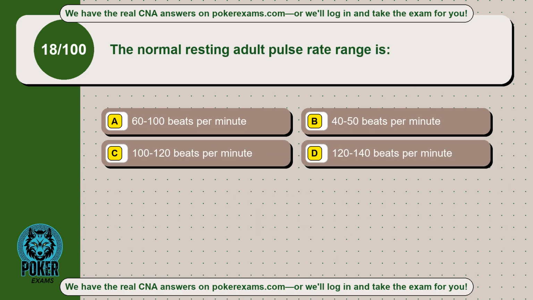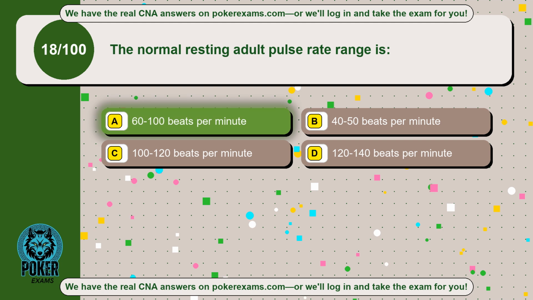Question 18. The normal resting adult pulse rate range is: Option A, 60 to 100 beats per minute. Option B, 40 to 50 beats per minute. Option C, 100 to 120 beats per minute. Option D, 120 to 140 beats per minute.